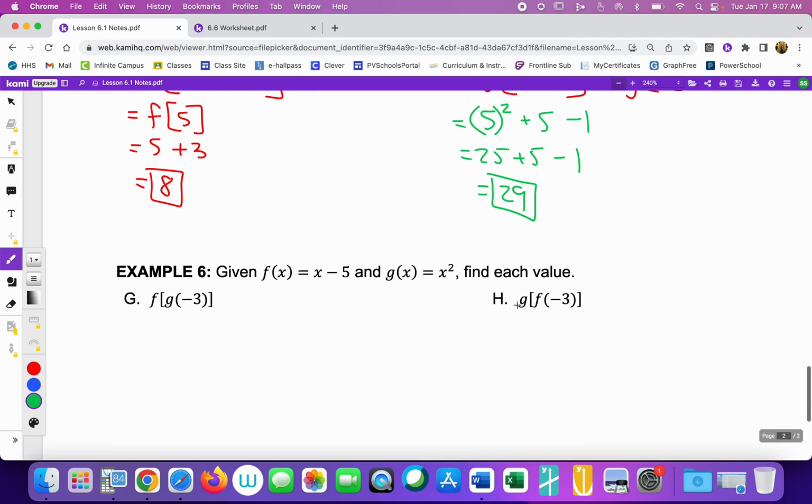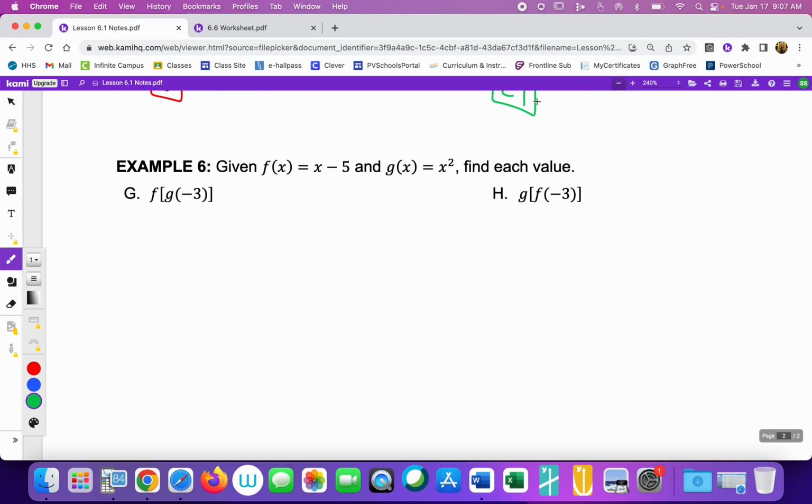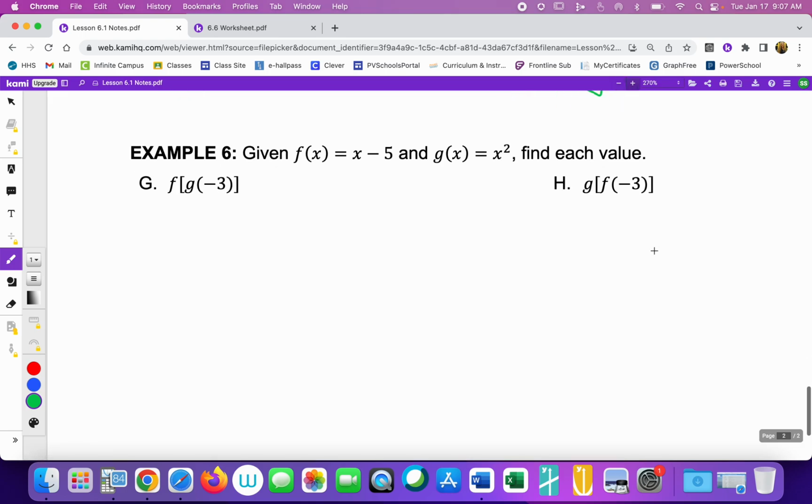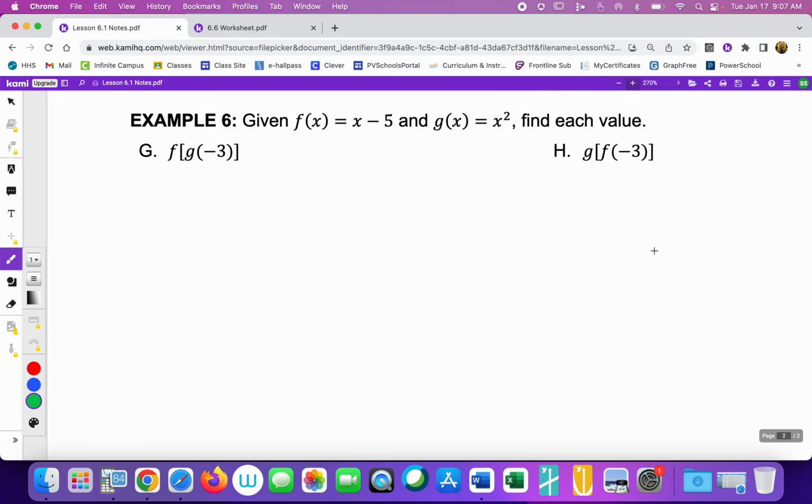All right, last two are very similar, but I went ahead and typed it in the notation. So sometimes you're given the notation with the little o, sometimes you're given it like this. They're the same either way. So this means I'm doing what first?